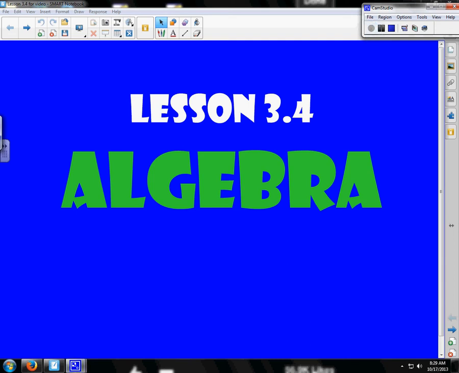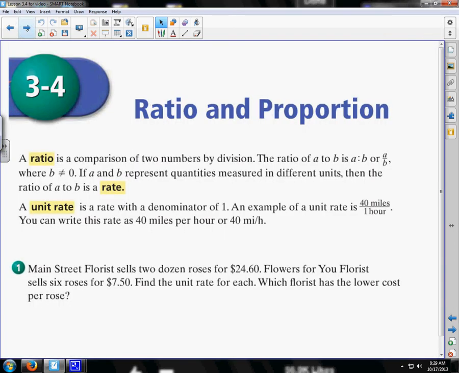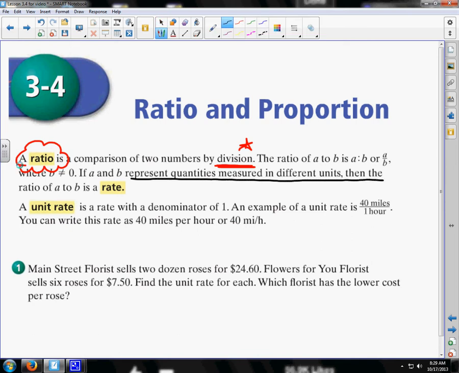This is lesson 3.4 for algebra. Lesson 3.4 is titled Ratio and Proportion. So you need to make sure you have these key words in your notes. A ratio is a comparison of two numbers by division, key word. A rate represents quantities measured in different units. And then a unit rate is a rate with a denominator of 1.